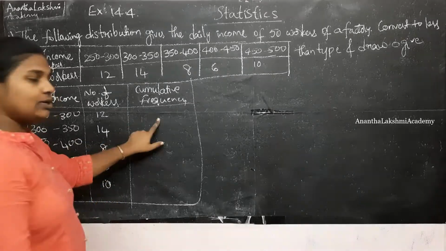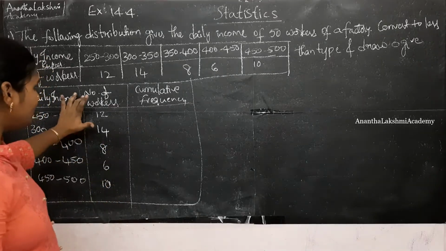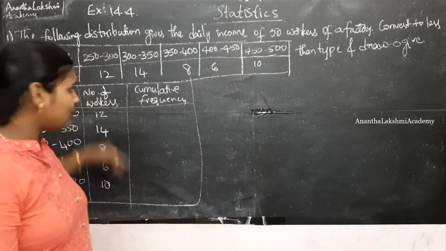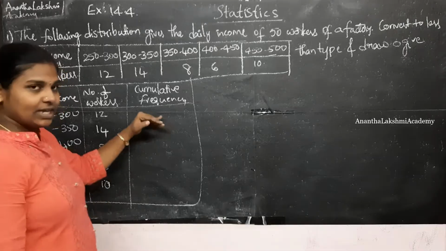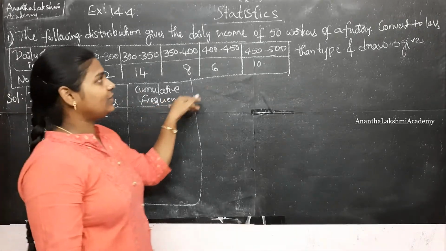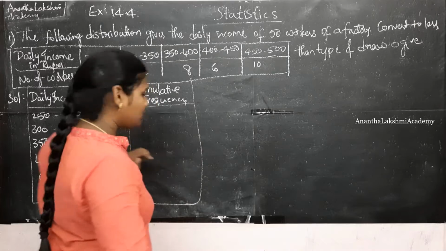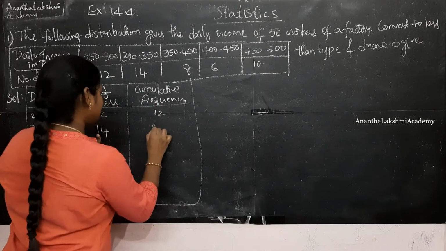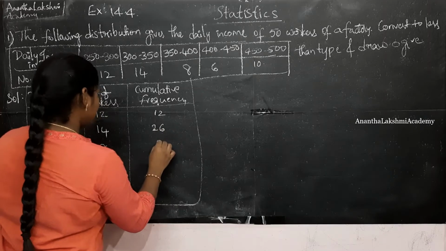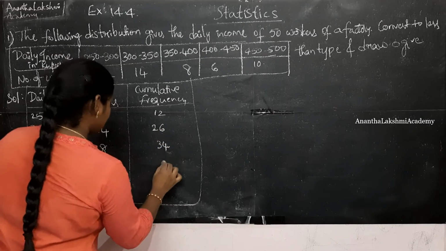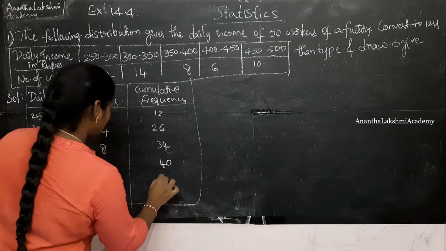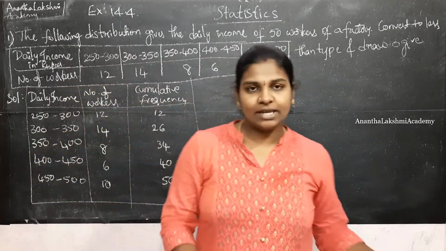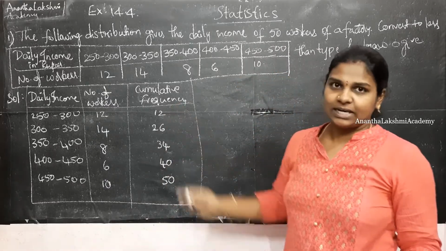Okay, now in order to figure out the cumulative frequency, see here, number of workers is given as 50 for us. So if you sum up all this, the answer should end up as 50. That is one way of checking your cumulative frequency should match up with this workers count. All right, first one is 12. 12 plus 14 is 26, plus 8 is 34, plus 6 is 40, plus 10 is 50. By now you should be familiar with how to write cumulative frequency.